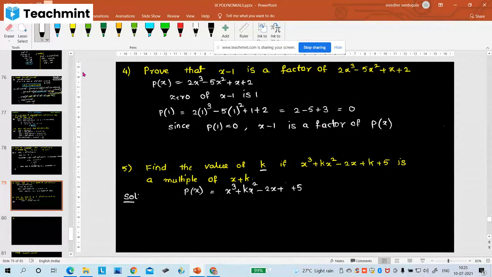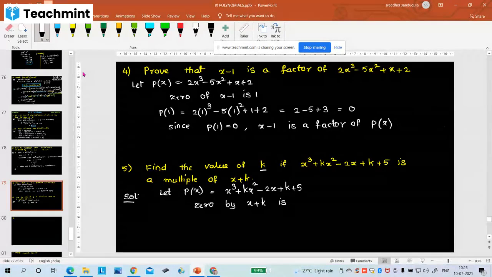One word you write: let. Okay, so here also let, because the whole polynomial we are taking as P of x. Now x plus k. What is the 0 of x plus k, when P of x is divided by x plus k? So the 0 of x plus k is minus k. How to find the 0 of a polynomial, I have shown you.